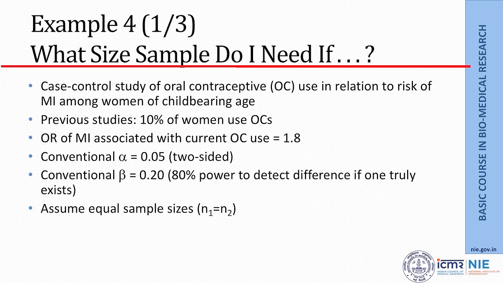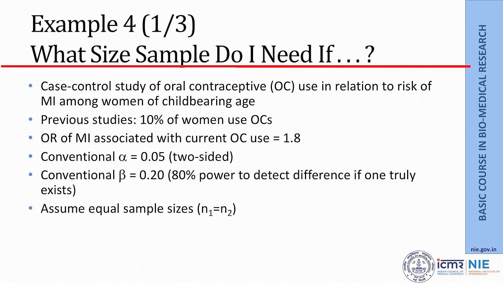Now let us take an example of a case control design. How do you go about it? In a case control study of oral contraceptives used in relation to the risk of myocardial infarction among women of childbearing age, previous studies say 10% of women use OCs, and the OR of MI associated with current OC use is 1.08.